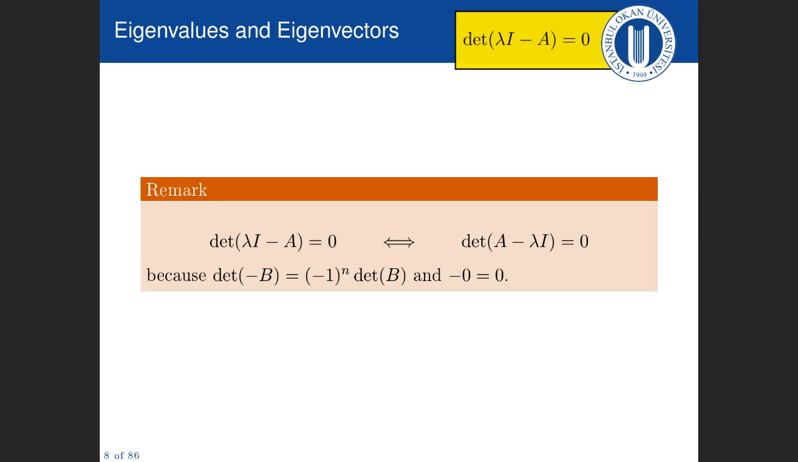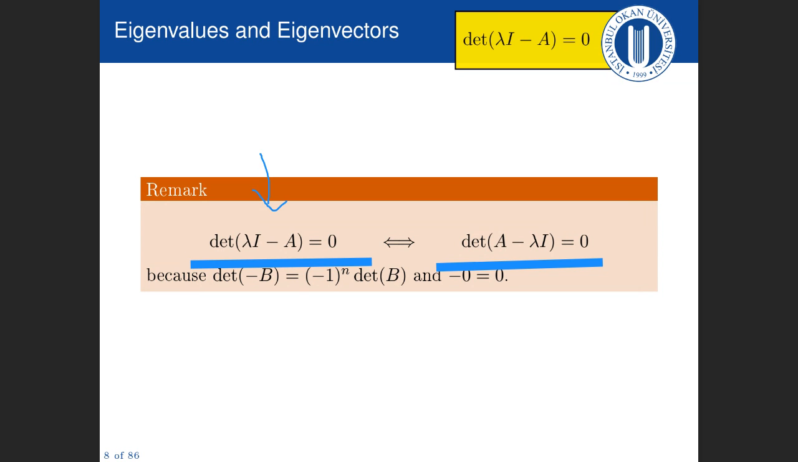Now let me just remark, the determinant of minus B, of course, is just minus 1 to the power n for an n by n matrix multiplied by the determinant of B. And of course, because minus 0 is equal to 0, our characteristic equation, the determinant of lambda I minus A is equal to 0, is equivalent to the equation the determinant of A minus lambda I is equal to 0.